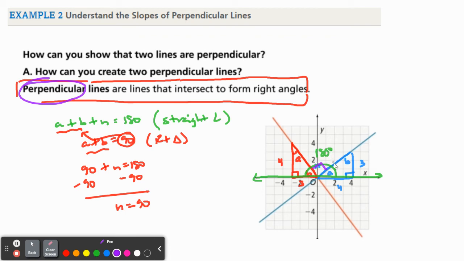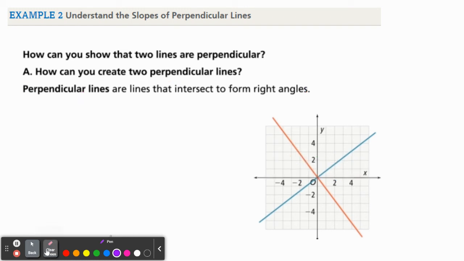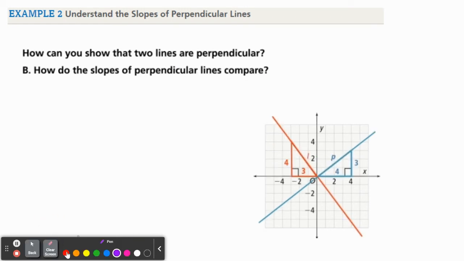Here's an example. Okay. Now, if that was too much for you, that's fine. Know that perpendicular lines form right angles. So now we're going to use this to talk about the slopes of perpendicular lines in the next slide. Okay, here we go. So it says, how do the slopes of perpendicular lines compare? Slopes. Let's take a look here. Notice for these triangles, they have already labeled the sides for us.